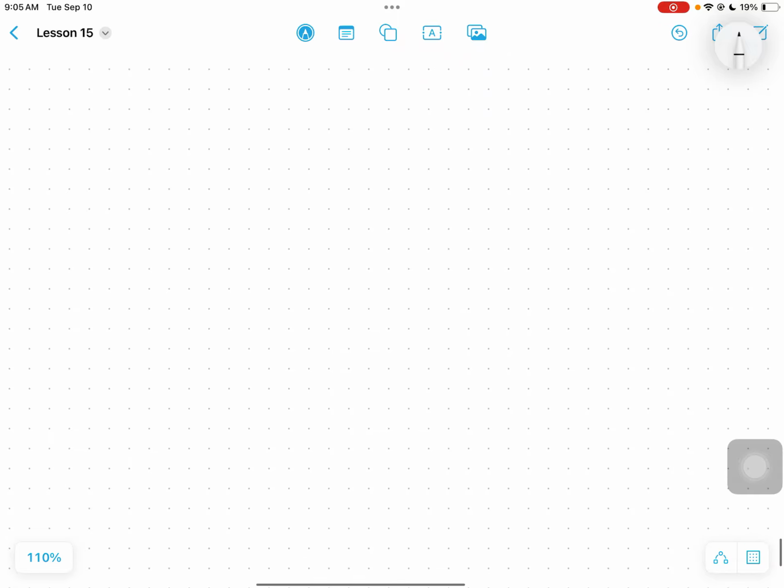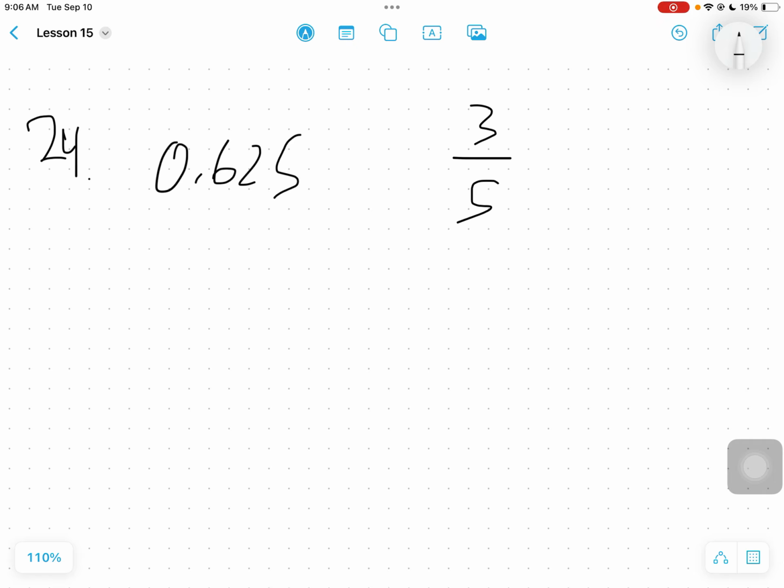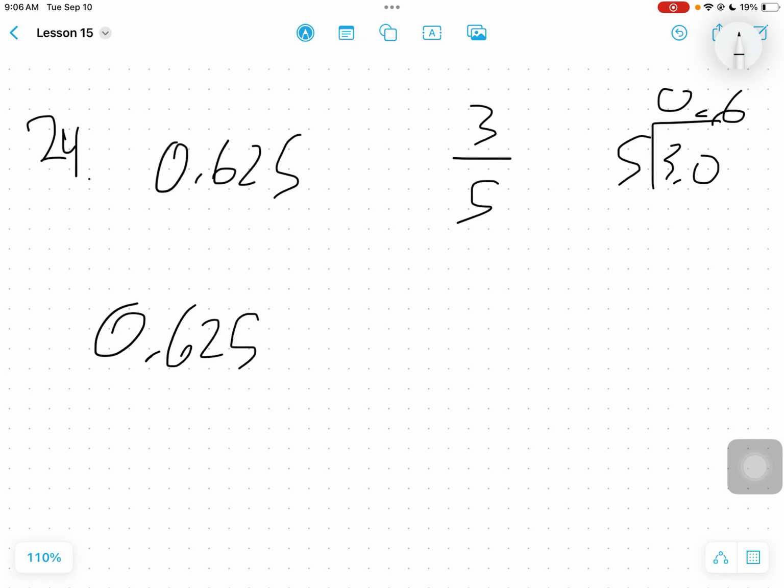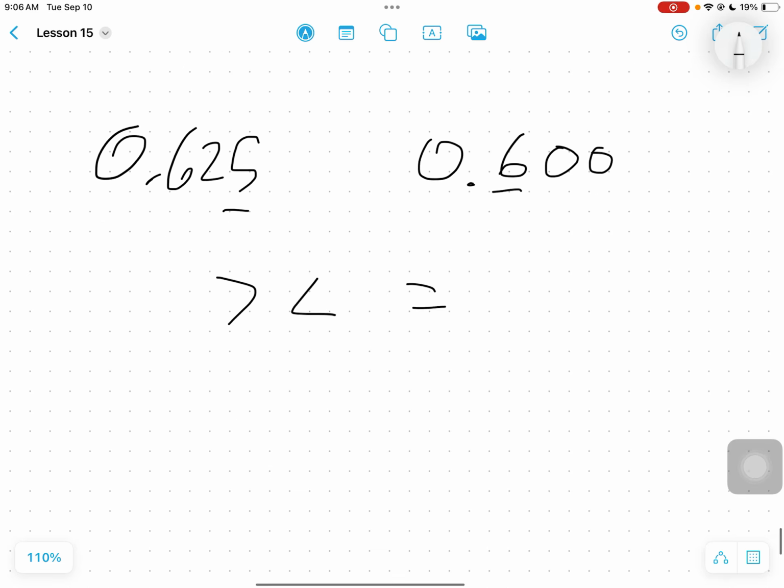All right, 24. Compare 0.625 to 3/5. The best way to do this would be to make them both decimals. So 5 would have to go into 3.0. We see that's 0.6. Now, since 0.6 only goes to the tenths and 0.625 goes to the thousandths, we want to add zeros here until they're in the same place value, because now you can compare them using greater than, less than, or equal to.